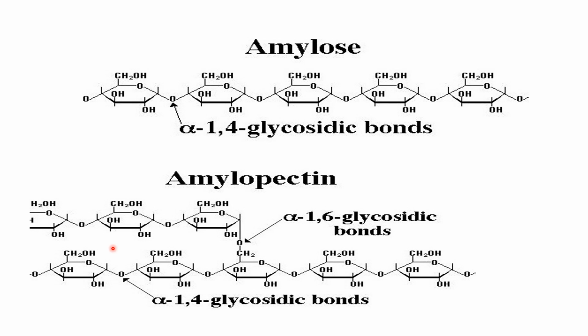Take down the structure. The structure is not important, but you should identify what alpha 1,4 glycosidic linkages are and how amylopectin is a branched compound while amylose is a straight chain compound. Take down.